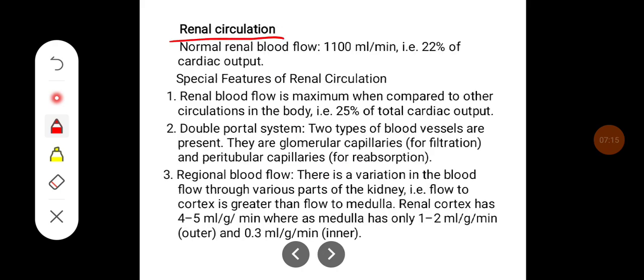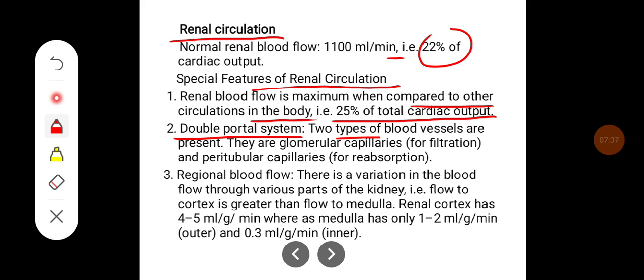Coming to the renal circulation, the normal renal blood flow is around 1100 ml per minute, that is 22% of the cardiac output. Some of the special features of renal circulation are: the renal flow is maximum when compared to other circulation in the body, that is almost 25% of the total cardiac output. It has a double portal system. Two types of blood vessels are present. They are glomerular capillaries, which are meant for filtration, and peritubular capillaries, which are meant for reabsorption.